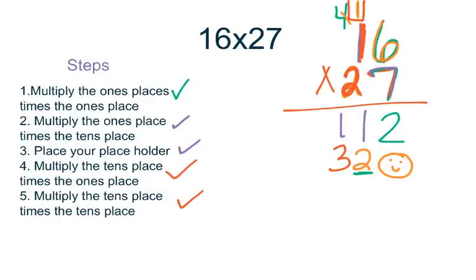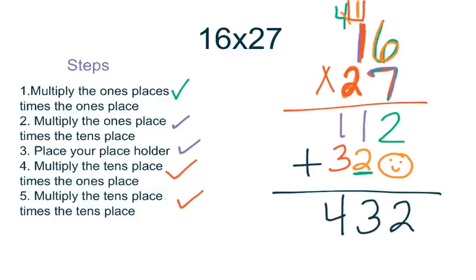My final step that's not written over in my steps is to add my 2 pieces. 2 plus my placeholder, which is a 0, gives me 2. 1 plus 2 is 3, and 1 plus 3 is 4.